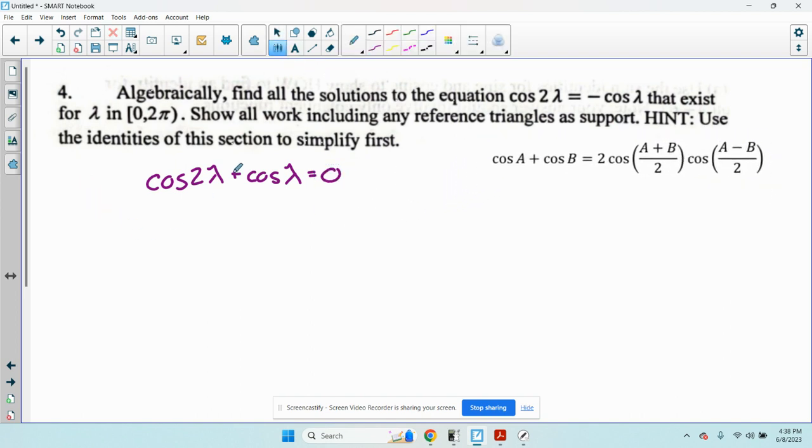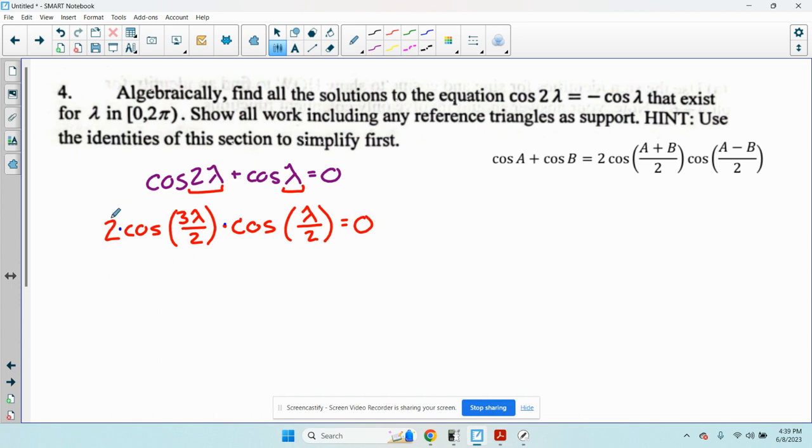So then this can be rewritten as 2 cosine of (A plus B) over 2, this being A and this being B, so I have 3 delta over 2, times cosine of (A minus B) over 2, 2 delta minus 1 delta, which is just going to be delta over 2, equals 0. So I have 3 things being multiplied to give me a product of 0.